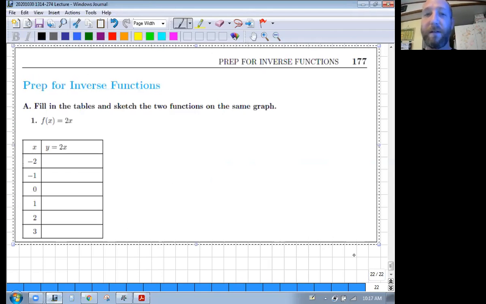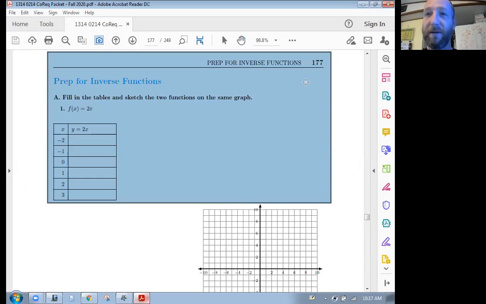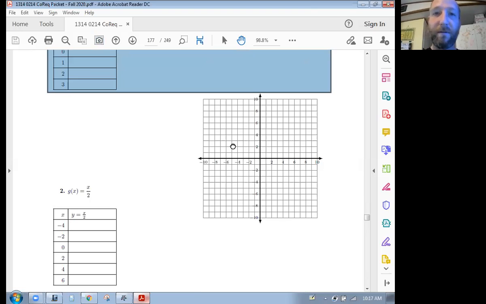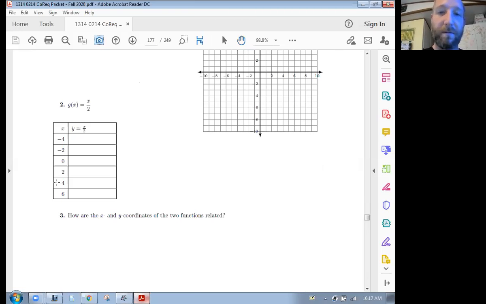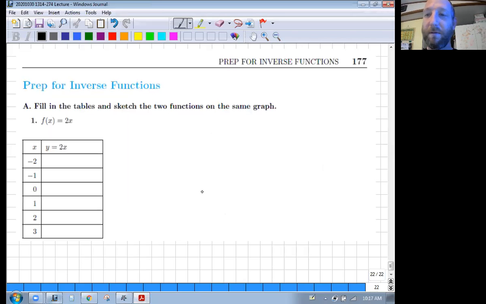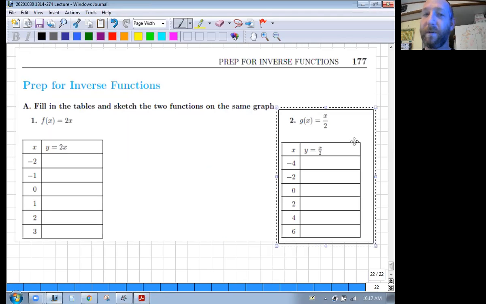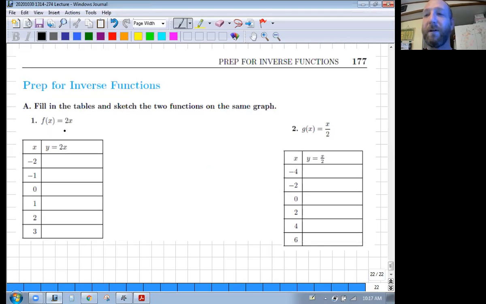So we're going to look at an example here. We're going to look at 2 to the x and compare it to its inverse, x over 2. Okay. Why are these inverses? Well, they undo one another. The opposite of multiplying by 2 is dividing by 2.